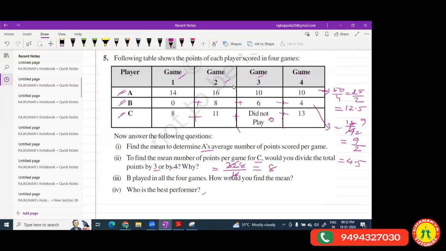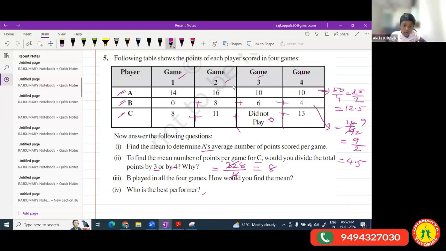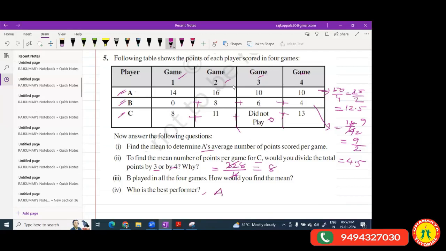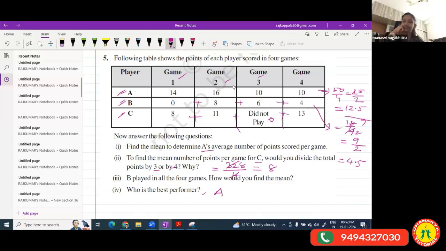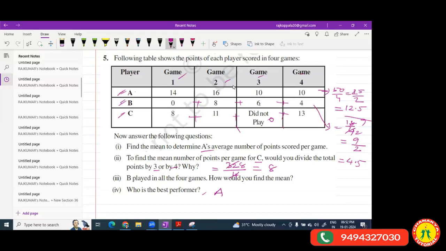Now tell me, who is the best performer? Sir, A. A is the best performer because his average is 12.5. It is more than B and C. So A is the best performer of the 4 games, right? Yes, sir. Okay. So in the next class, we will discuss the remaining things.